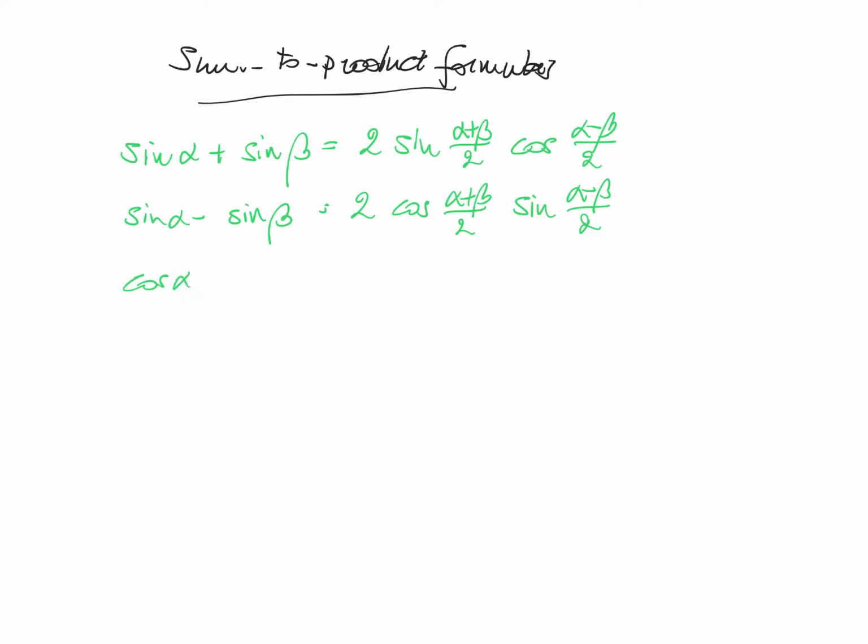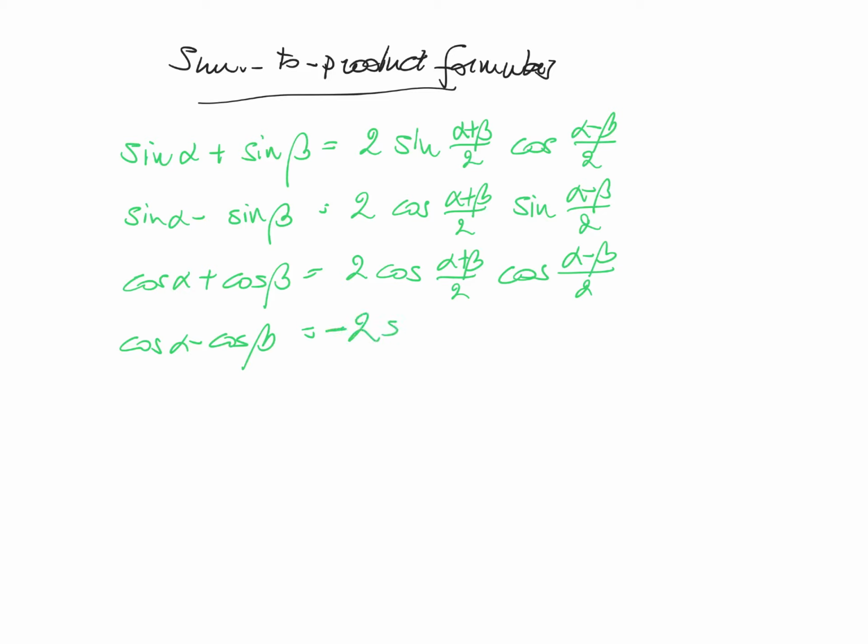If we have a sum of cosines, so cosine alpha plus cosine beta, then it is 2 times cosine alpha plus beta over 2 times the cosine of alpha minus beta over 2. And the difference, cosine alpha minus cosine beta, the thing we didn't have yet, it's sine times sine, so it will be minus. Here you have to pay attention to the minus sign. It's minus 2 times the sine of alpha plus beta over 2 times the sine of alpha minus beta over 2. To prove this, we will just show one.